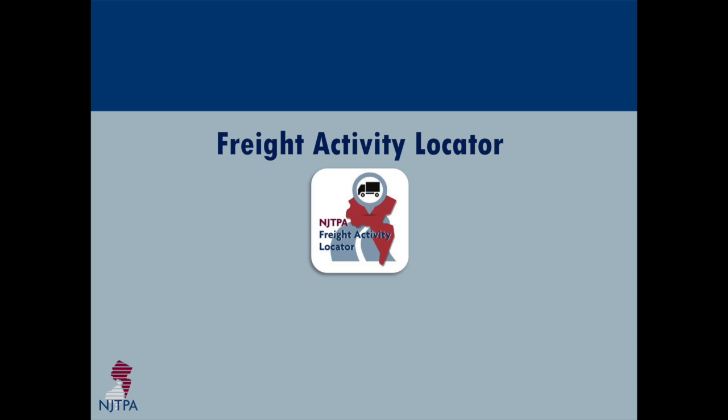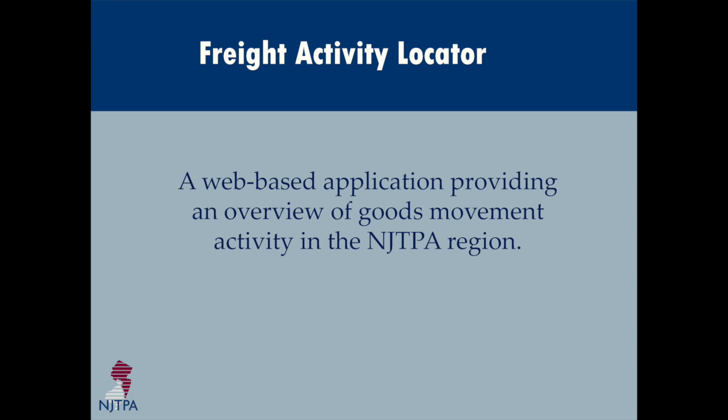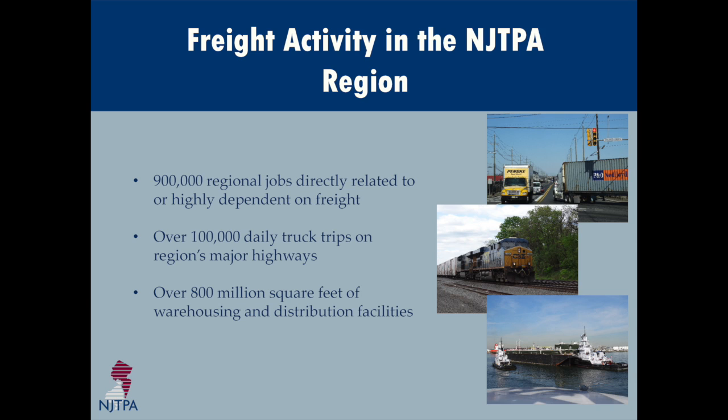Then going on to the freight activity locator, this is really looking at our region, is that how goods movement operates within our area. We have the third largest port in the nation, where you're looking at the Port of Newark and Elizabeth, and also if you all heard about the Bayonne Bridge raising, that's over there. So whether you're talking about cargo moving by ships, moving by trucks, or moving by rail.